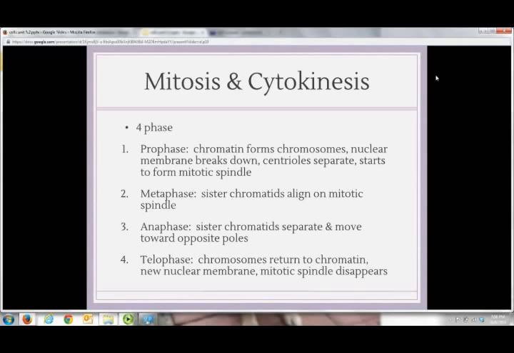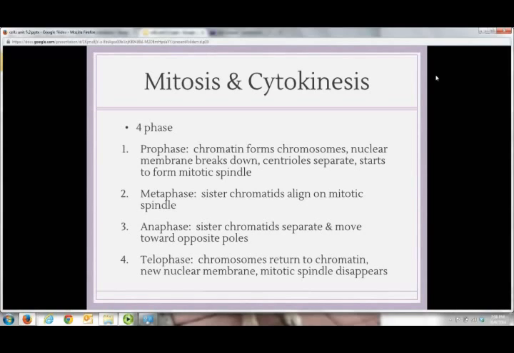Mitosis actually has 4 phases to it: prophase, metaphase, anaphase, and telophase. During prophase, chromatin is going to form those chromosomes. The nuclear membrane is going to start to break down, and the centrioles are going to begin to separate. When the centrioles are separating, this is going to help to form the mitotic spindle that's going to help to pull things apart in the cell.